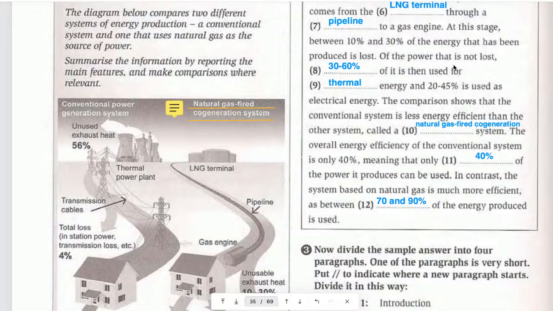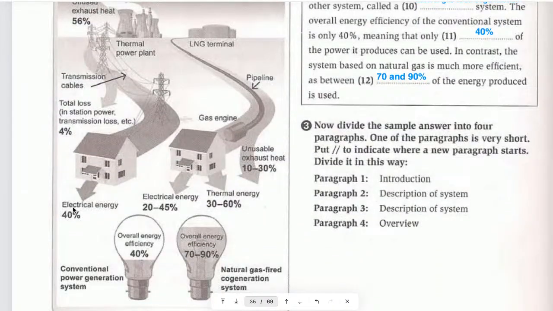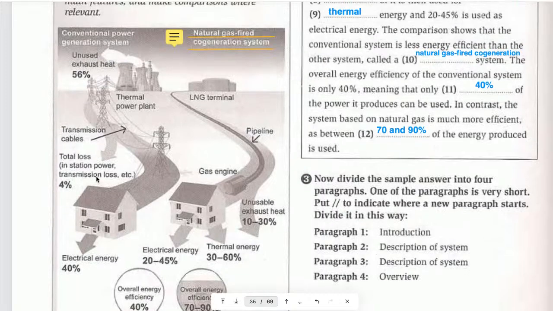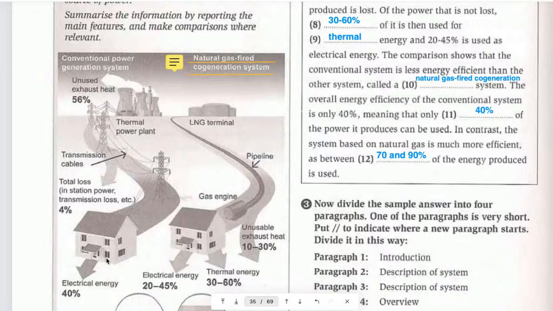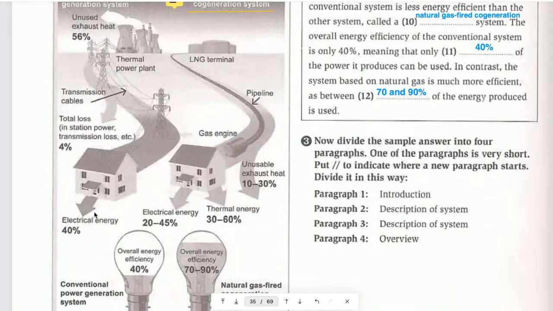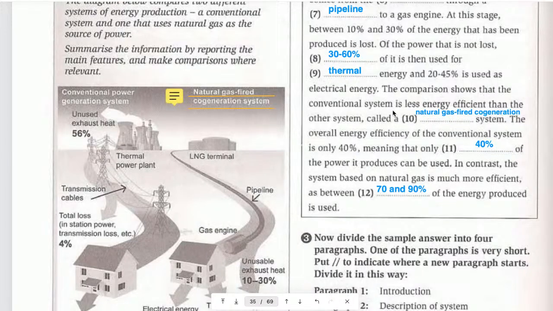You understand? So it's different from the first system, right? Because with the first system, they say that only 40% of the energy is used for electrical energy, because with this system it loses 60% on the way, so they have only 40% left, and all of that 40% is used for electrical energy. But the second system is different. All right, next.